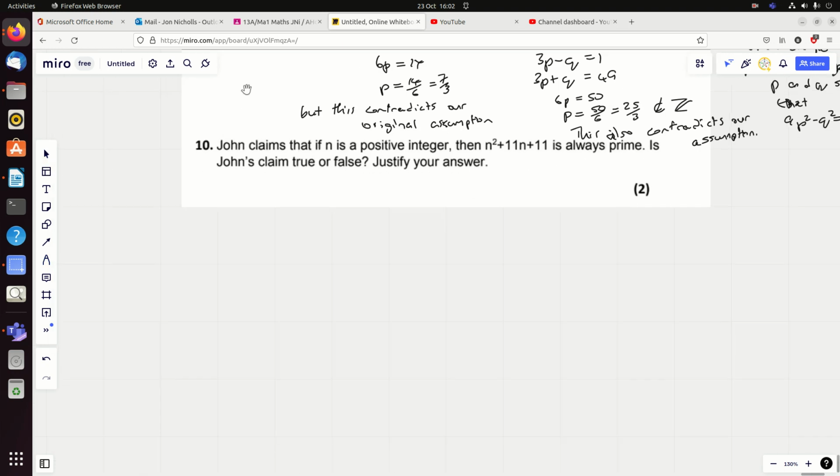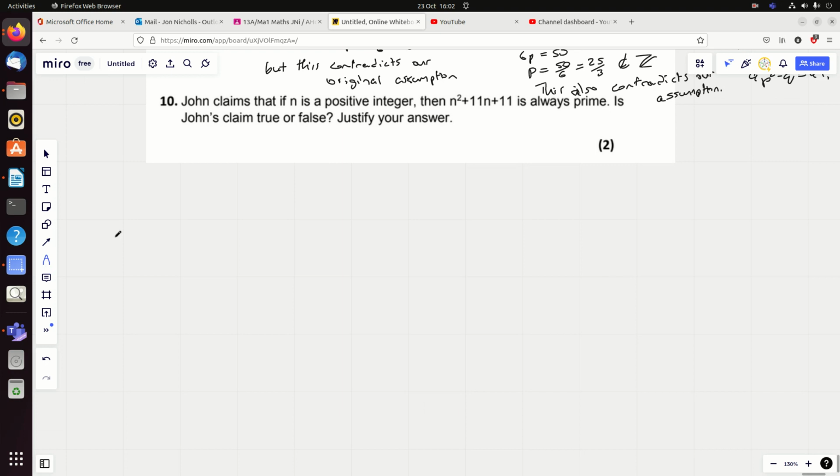And then I've got one of these disproof questions, counterexamples. They're dead easy, really. John claims that if n is a positive integer, n squared plus 11n plus 11 is always prime. It's false. We don't know any formulas for prime numbers. We know some which put upper bounds on prime numbers, and some about the density of the primes, but a formula which always generates a prime number, I don't know. Anyway, this has a very obvious value of n which you can pick to show it's false.